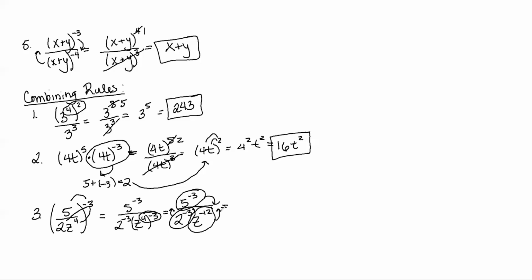So on the top now we have 2 to the +3rd, z to the +12th, over 5 to the +3rd. And then let's go ahead and just simplify our numbers. 2 cubed is 8, z to the 12th, over 5 cubed, which is 125. And there's no simplifying we can do for either of those.